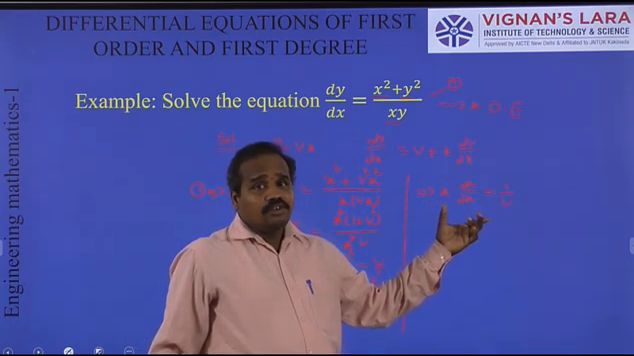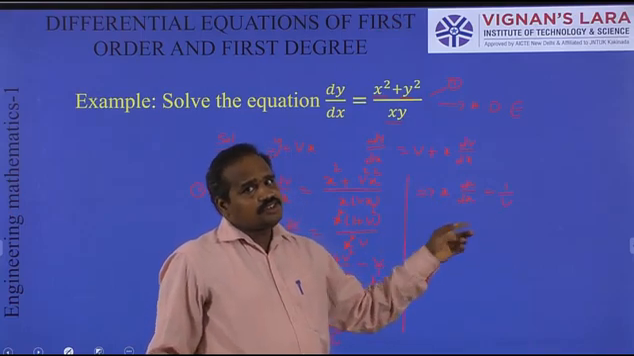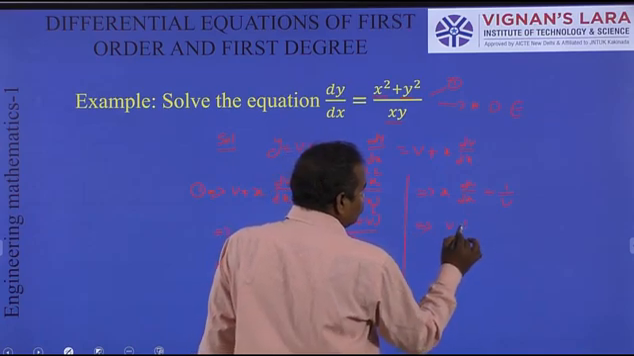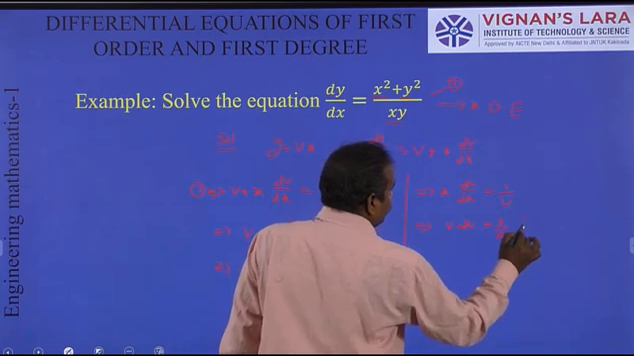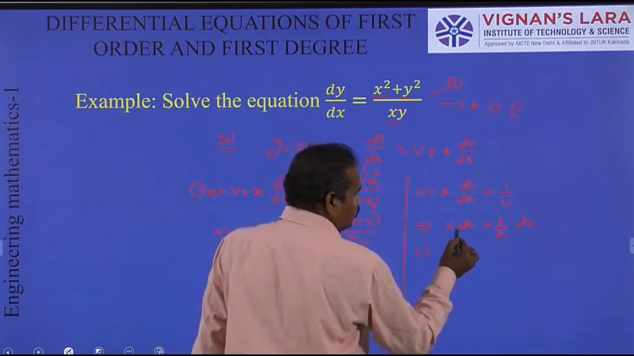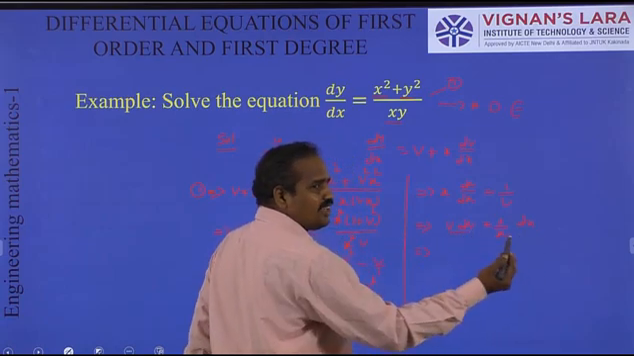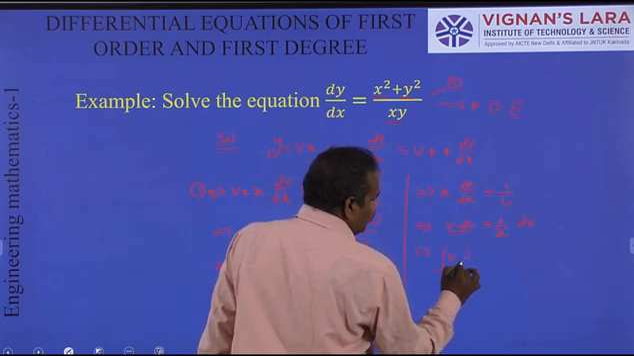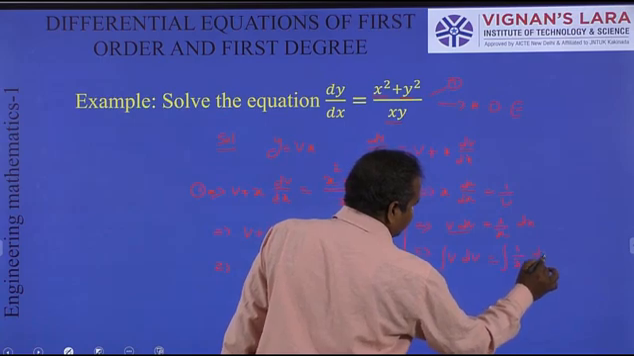Observe this: this one is in the variable separable form. So bring this v to the left hand side and this x into dx to the right hand side. Then this one is v into dv is equal to, this x comes to this side, 1 by x into dx. Observe this: the variables are separated. All v's are on one side, all x's are on the other side. So take integration on both sides: integral v dv is equal to integral 1 by x dx.